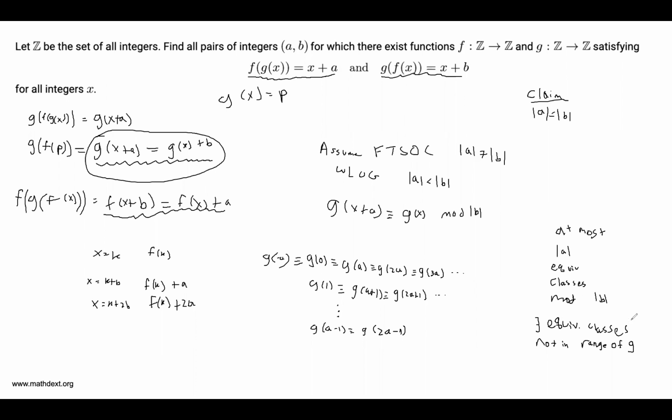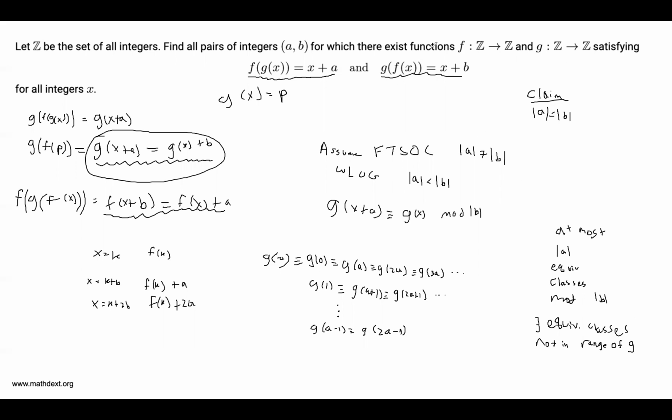Okay, now we just need to search for a contradiction. The way I'm going to do this is I'm going to prove that every equivalence class is accounted for in the range of g. And the way I'm going to do that is by proving that g is surjective. And what does that mean? It means that you can get every single integer out of g after applying g, right?